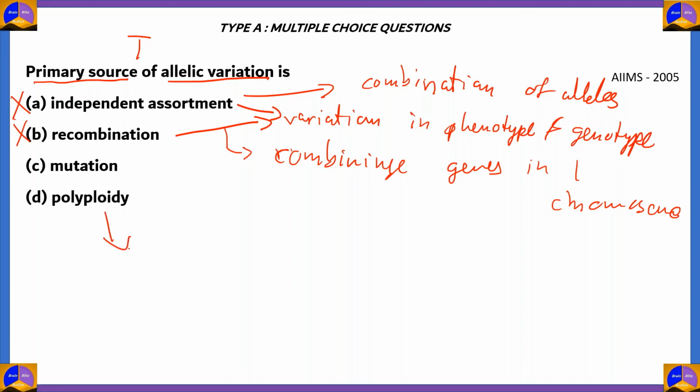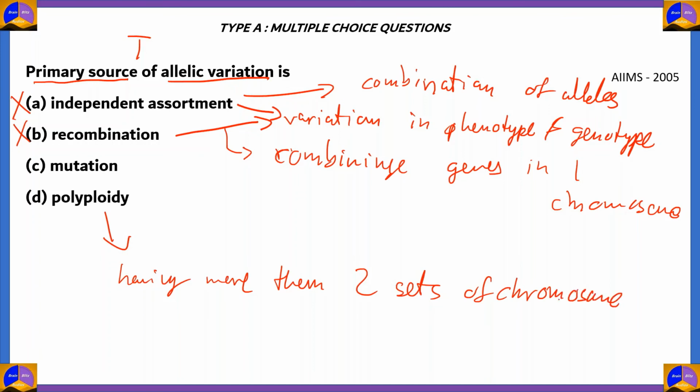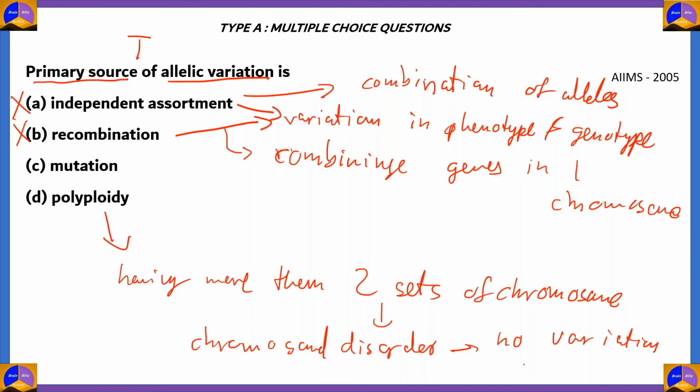Polyploidy refers to the phenomena of having more than 2 sets of chromosomes, which is a chromosomal disorder. Again, having no variation in alleles. So option D is also incorrect.